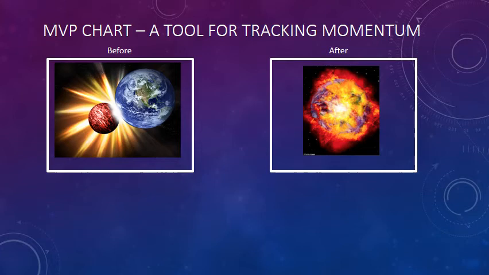But before that, I want to introduce a tool for tracking momentum called an MVP chart. So the two previous problems we've done in this video have involved explosions. This problem is going to be looking at a collision. So let's look at the collision between a Mars-sized planet and Earth. This is actually one of the ways that scientists believe that the moon was formed, from a really large object striking Earth and knocking a chunk of it off right when the Earth was forming, which is why the ages of the moon rocks are the same as the ages of the rocks we have on Earth.